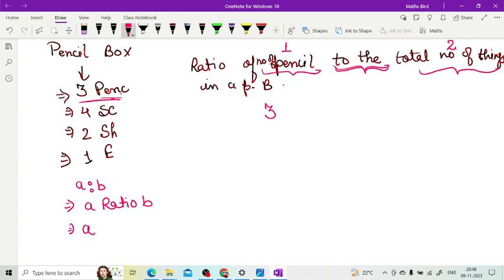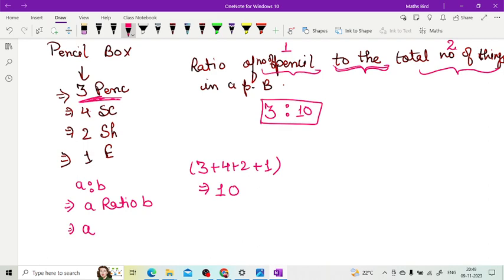So the ratio of total number of pencil is 3 and total number of things 3 plus 4 plus 2 plus 1. We will add all these things, 3 plus 4 plus 2 plus 1. This is 10, right? So here we will put the ratio sign, and now this is 10. This is the required ratio.